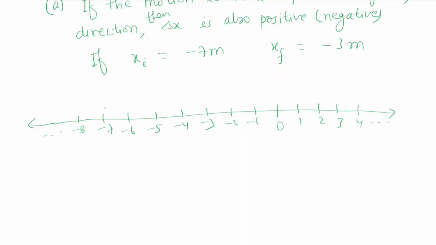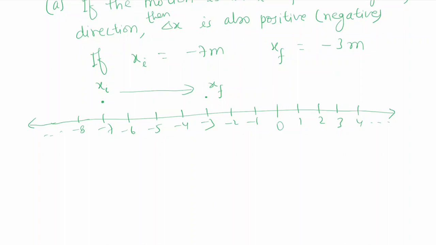Xi is minus 7 meter. So this is the position xi. Now the particle moves to a final position xf is equal to minus 3 meter. So this is xf. So you see, in moving from minus 7 meter to minus 3 meter, the motion is actually towards right, and we have said previously that when the motion is towards right, it is said to be in the positive direction.